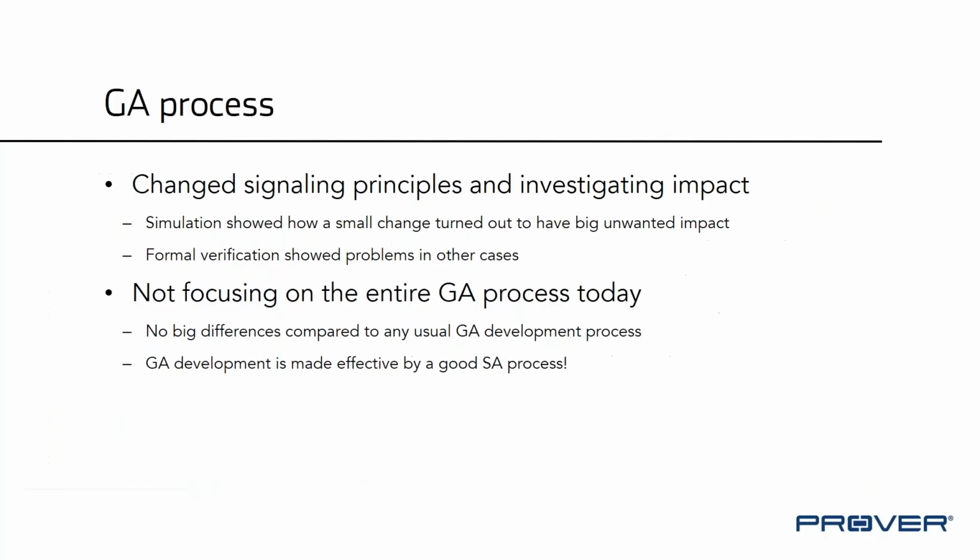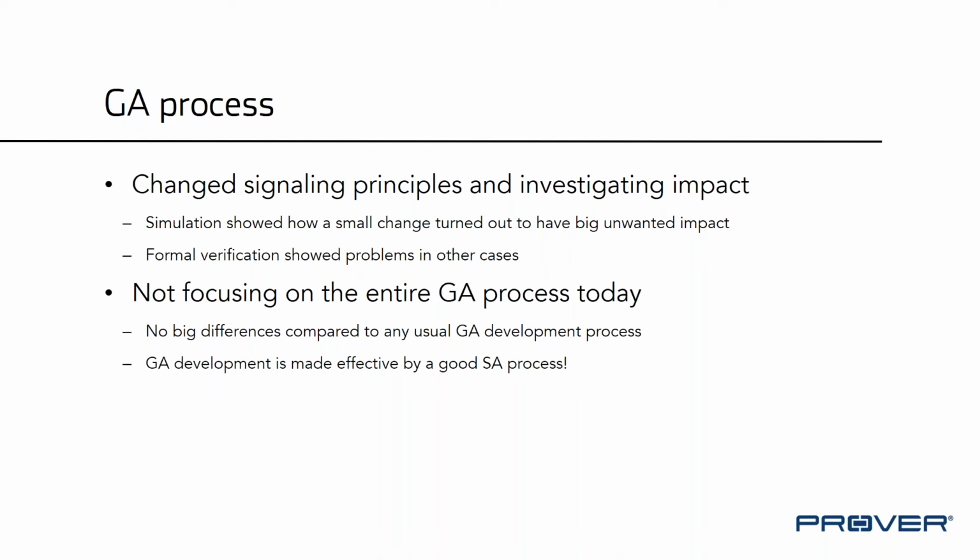Okay, so what did I do? I changed some signaling principles just to show you how you can investigate the impact of such changes. First simulation showed how a small change turned out to have big unwanted impact. So I introduced a little copy-paste error in the throwing of the switches to the right, and many test cases fail. Then I restored this and made another change, and now formal verification showed problems instead. So this is often the case. There are kind of complementary simulation and formal verification.